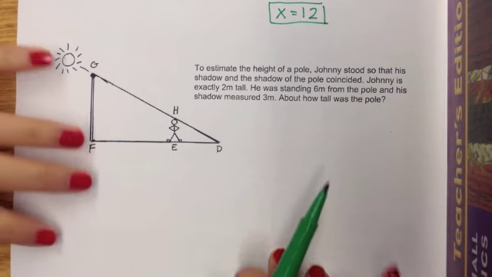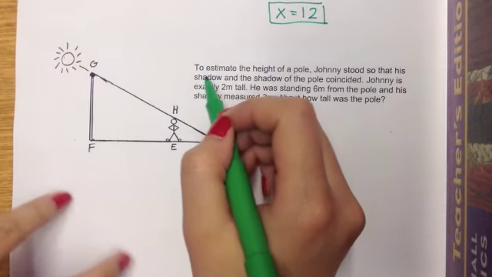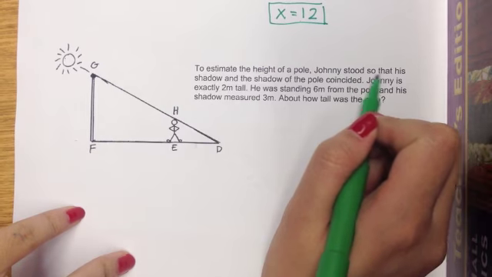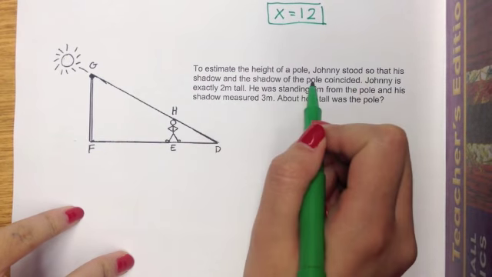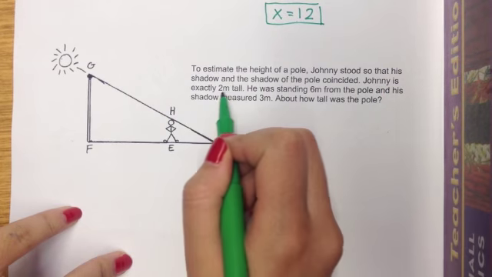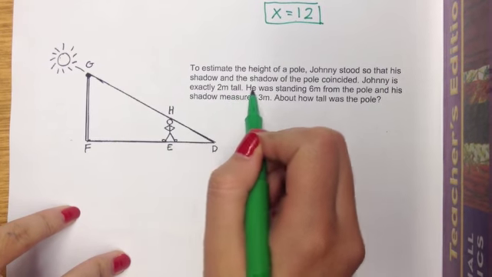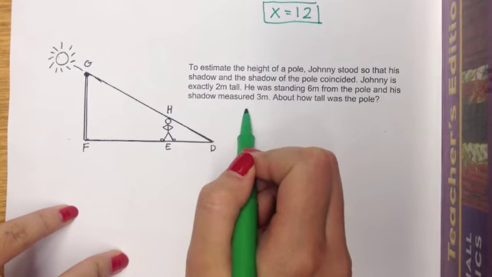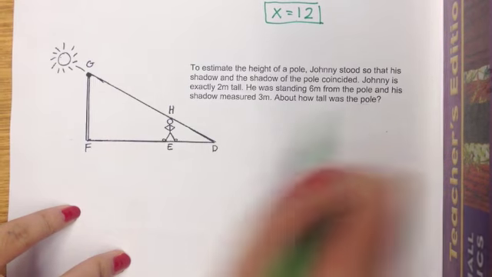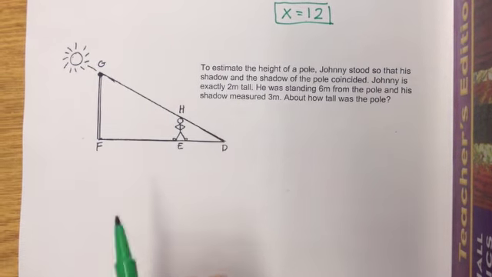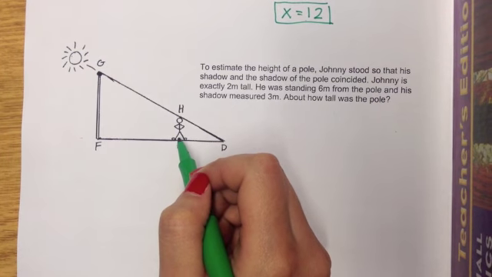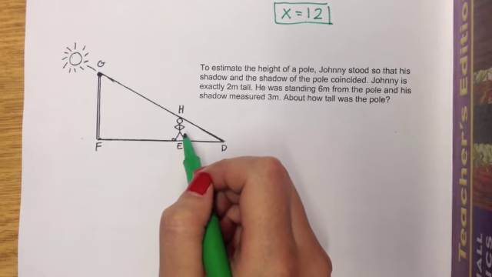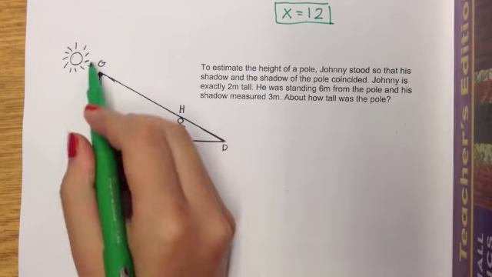Okay, let's read the problem together. It says, to estimate the height of a pole, Johnny stood so that his shadow and the shadow of the pole coincided. Johnny is exactly 2 meters tall. He was standing 6 meters from the pole and his shadow measured 3 meters. How tall was the pole? Okay, so Johnny probably doesn't have any rulers or measuring tapes, so he is using similar triangles to figure out the height of the pole.